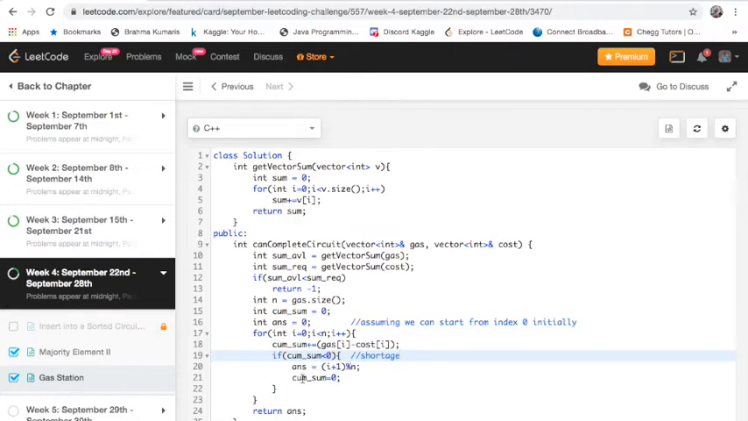Here I am again resetting my cumulative sum to 0. Cumulative sum means the amount of gas left in the tank. Whatever will be the final value in answer, I am returning that. Thank you.